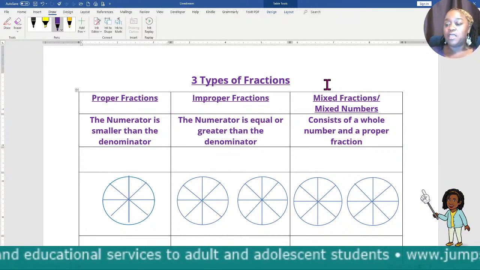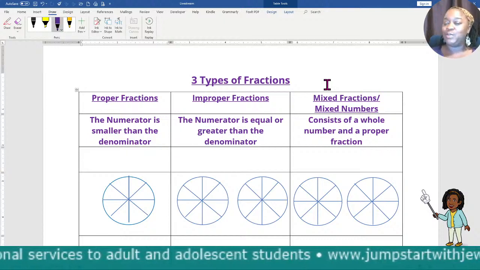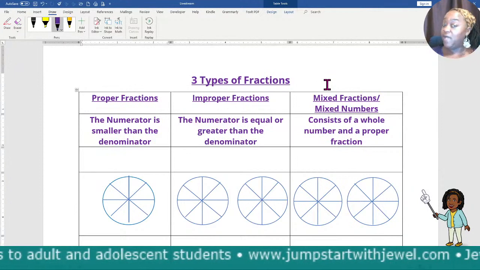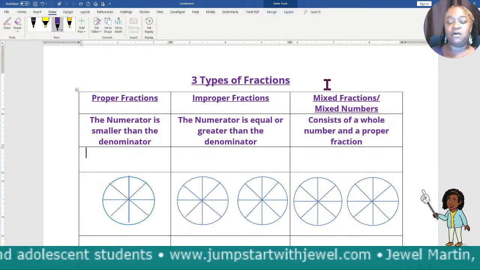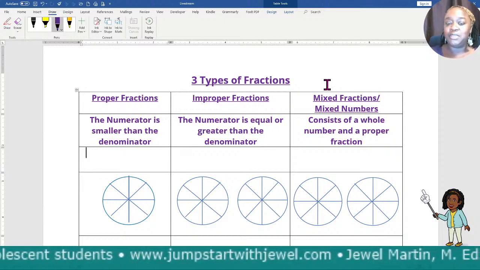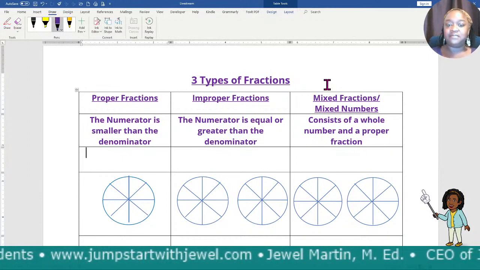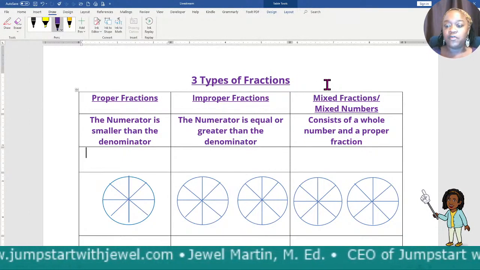We have been working on fractions. As I shared before, this topic is one of the topics that many of my students, adult and adolescent students, struggle with. I have some adult students as well as students under the age of 18, minor students. And for whatever reason, fractions are intimidating. And so we've been going over fractions.